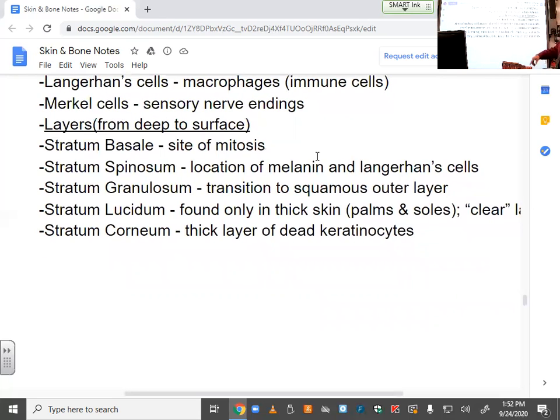Next up, you have the stratum spinosum. It's called spinosum, I believe, because you get this spiny or curvy little area above the stratum basale, where you're going to have your melanocytes and your Langerhans cells. Then you go to the stratum granulosum. Stratum granulosum is where cells start to actually look like skin cells. They flatten out, they start piling up on one another. You transition to that squamous outer layer.